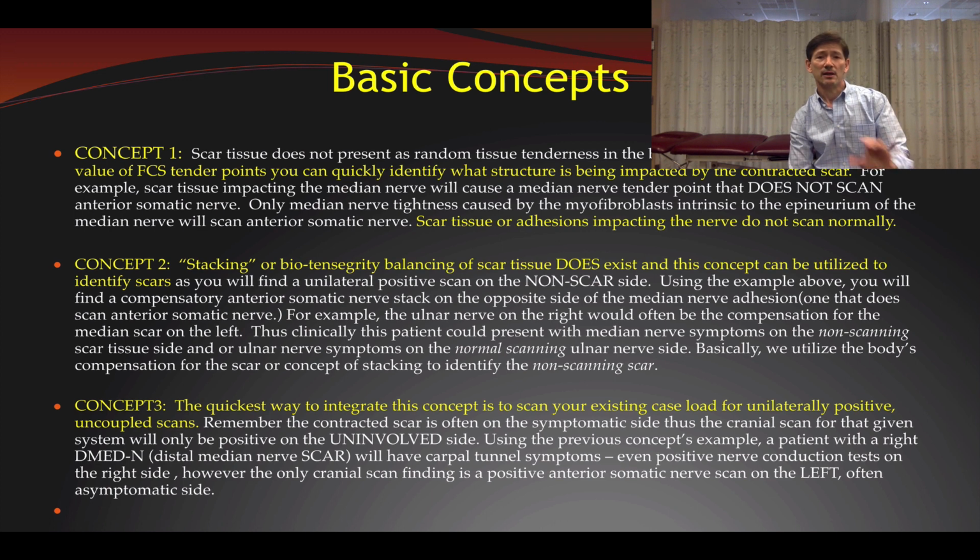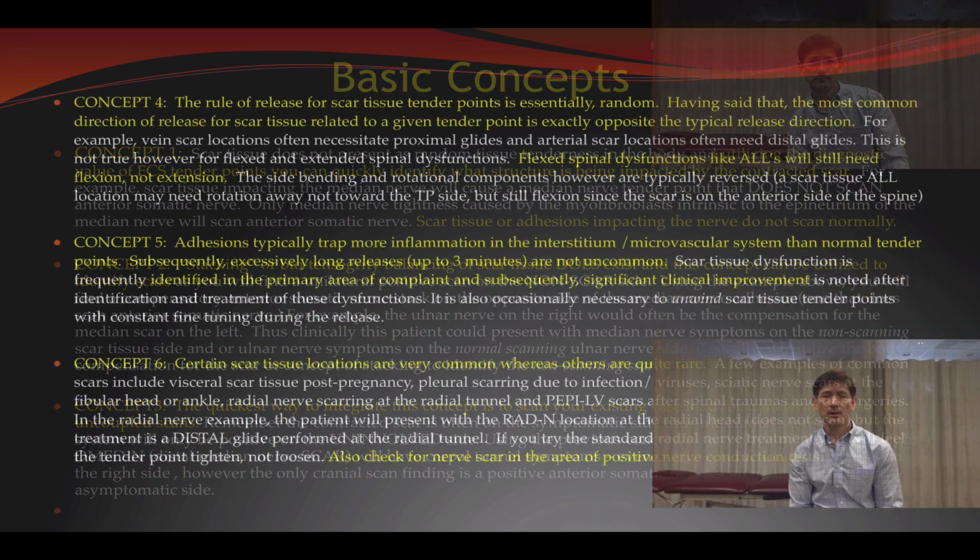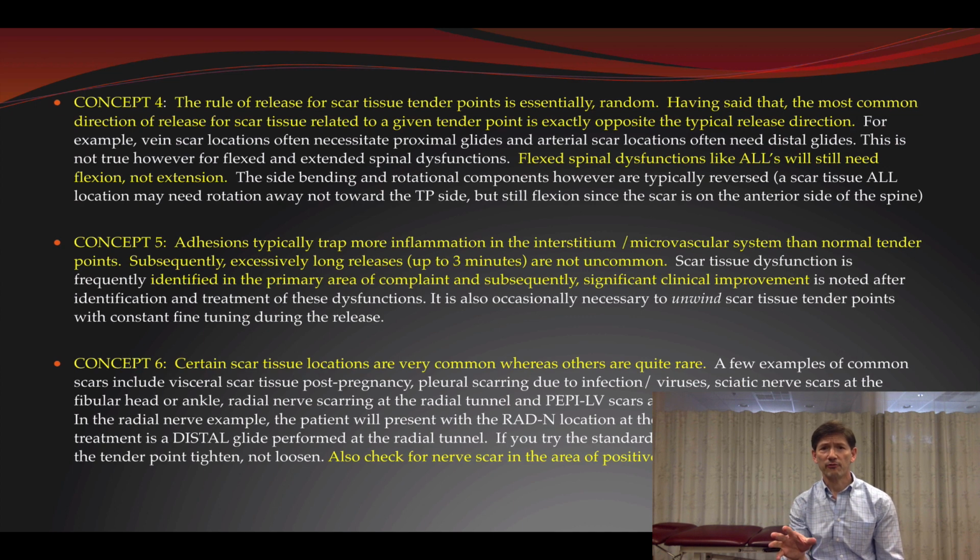Okay? Can you then potentially have something scarred in the standard direction? You can, but it's rare. It's usually the opposite direction of the typical release on the scar side. Okay, one more thing about concept 4, scar tissue treating in a random direction of ease. If the dysfunction is an anterior ligament, for example, or a posterior structure like a PLL versus an ALL, it is a front side structure and will typically still need flexion.